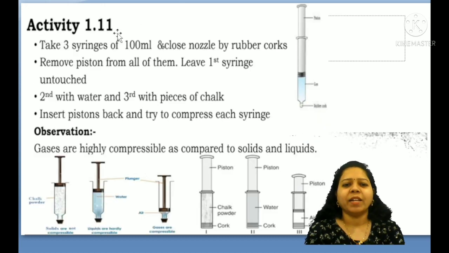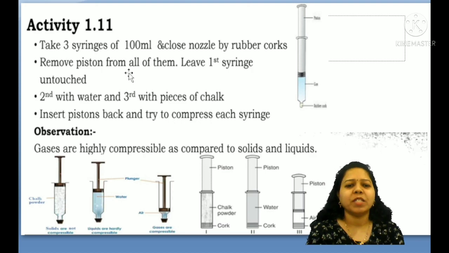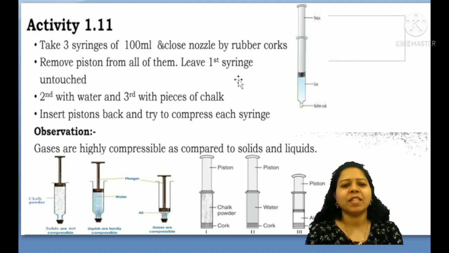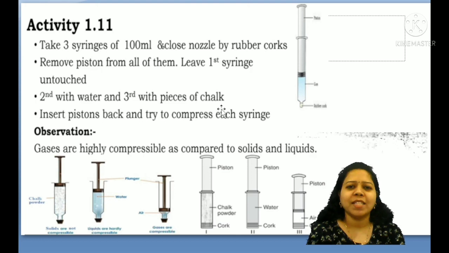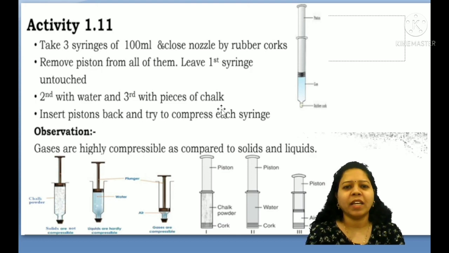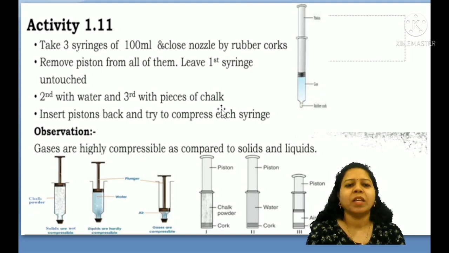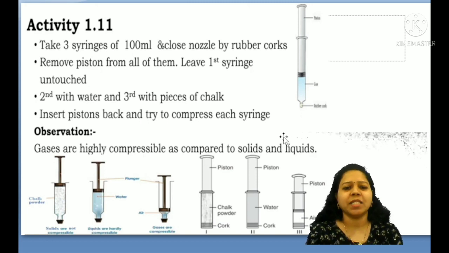Now we'll see one activity, that is activity 1.11. Take 3 syringes of 100 ml and close the nozzle with a rubber cork. Remove the piston from all of them. Leave the first syringe untouched, the second with water, and the third with a piece of chalk. Now we are taking 3 syringes here. In the first we are not taking anything, in the second we are taking water, and in the third we are taking pieces of chalk. Insert the piston back and try to compress each syringe. Now what we are doing? We are inserting the piston and pressing each syringe.